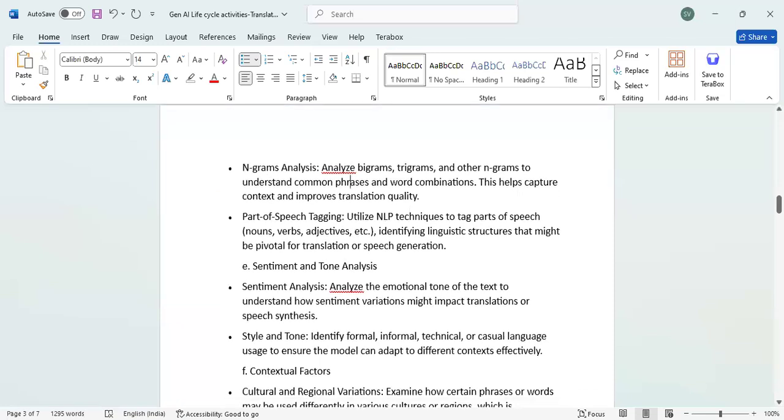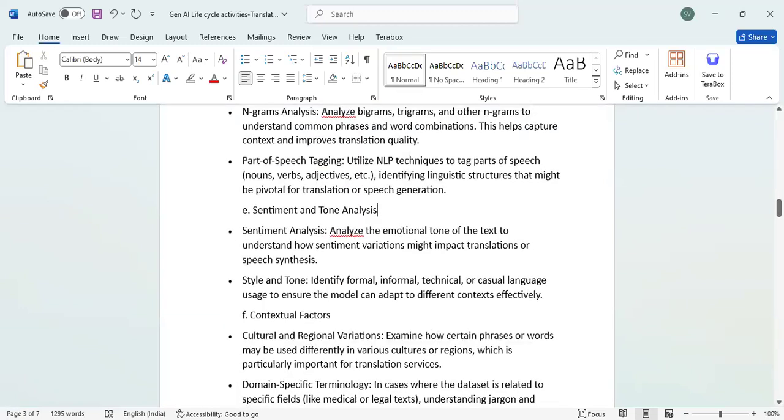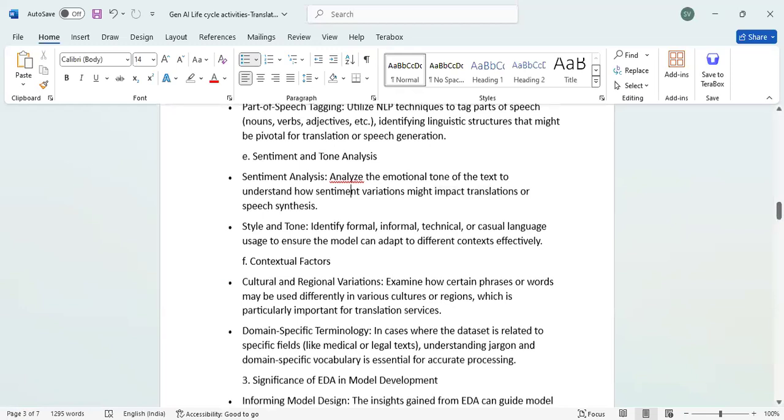Okay, then parts of speech tagging. You utilize NLP techniques to tag parts of speech, identifying linguistic structure that might be pivotal for translation or speech generation. Then sentiment and tone analysis. Sentiment analysis: analyze the emotional tone of the text to understand how sentiment variations might impact translations or speech synthesis. See, if you are using some kind of angry words, tense kind of words, the same words, same meaning should come in another language also. That needs to be analyzed under this. Okay, you understand that, right?